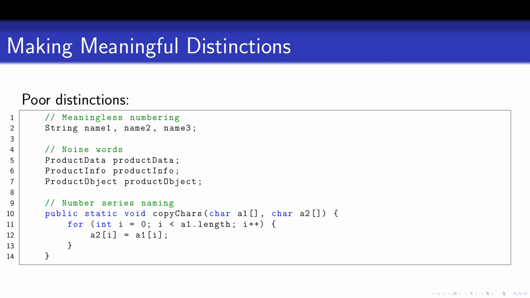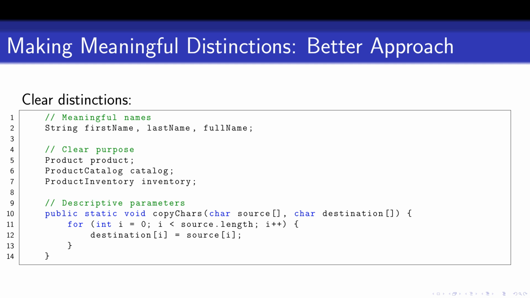Let's talk about making meaningful distinctions, because slapping random numbers or noise words on names is a lazy habit. Name1, name2, name3 tells you nothing. Why are they different? Same with product data, product info, product object. Those extra words are just fluff unless they mean something specific. And check out this code snippet. Copying chars from a1 to a2, it works, but it's meaningless to anyone reading it. These are distinctions that satisfy the compiler, not the human.